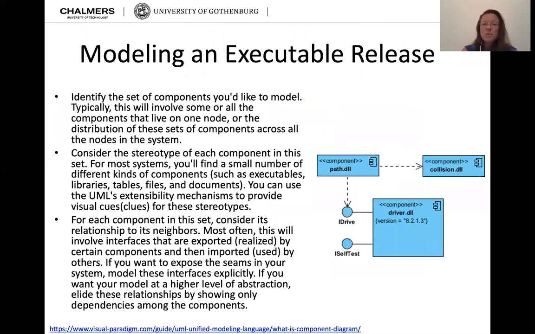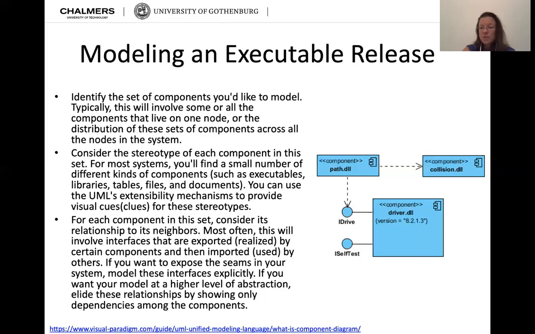Modeling an executable release is also possible. So we can model our DLLs. We identify the set of components that we'd like to model, and then typically that will involve some or all the components that live on one node, or the distribution of these sets of components across all nodes in the system. And then consider the stereotype of each component in that set. For most systems, we'll find a small number of different kinds of components like executables, libraries, tables, files, documents. And then you can use the UML's extensibility mechanisms to provide visual cues or clues for these stereotypes.